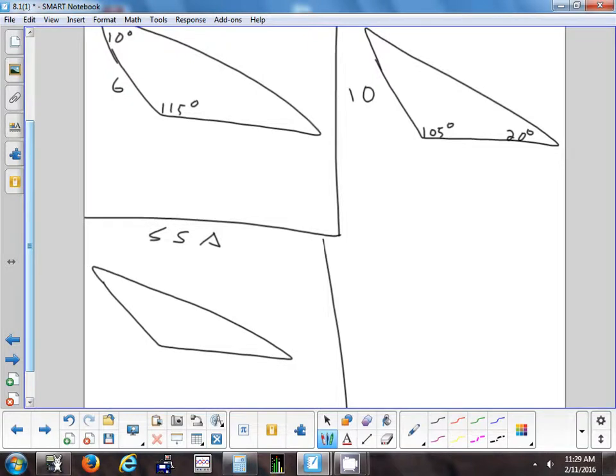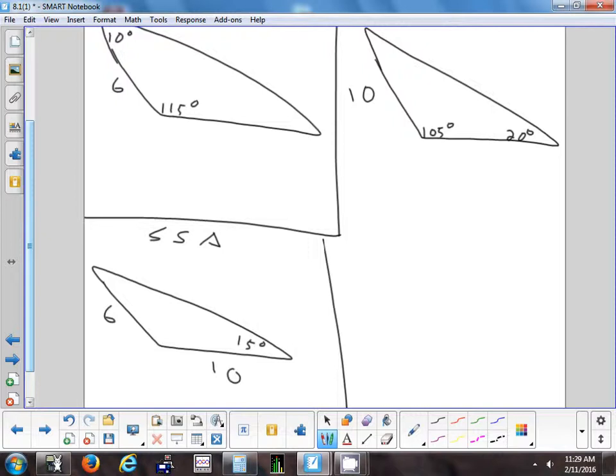Side, side, angle. This one's a little different because you can't do what Aiden said right away. You're going to be given two sides. You're going to be given an angle. But you can't get the third angle right away. Okay, so here's two sides and an angle. Any questions on what makes this side, side, angle?